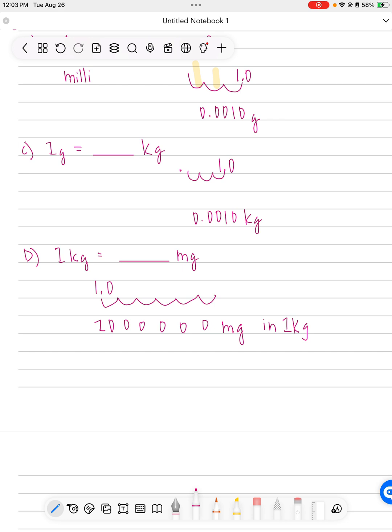Let's write that in scientific notation and we'll close this out. We want to take our decimal, which is here, and we're going to go to the left 1, 2, 3, 4, 5, 6 times. 1.0 times 10 to the 6th milligrams in 1 kilogram.